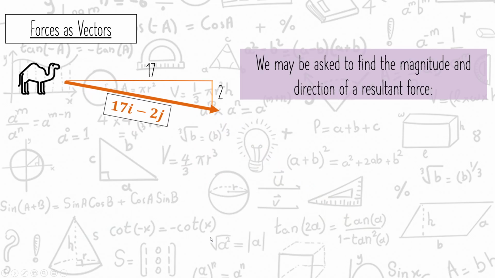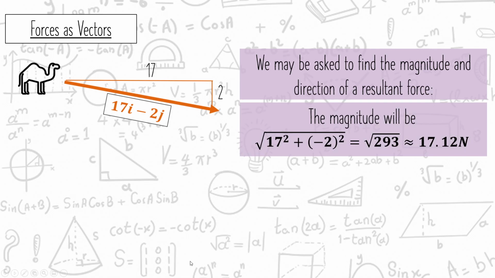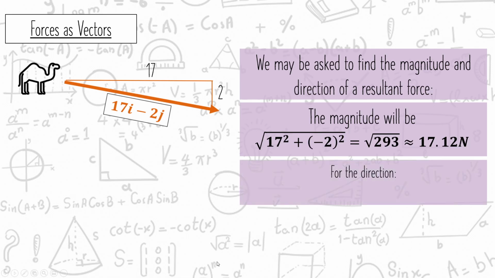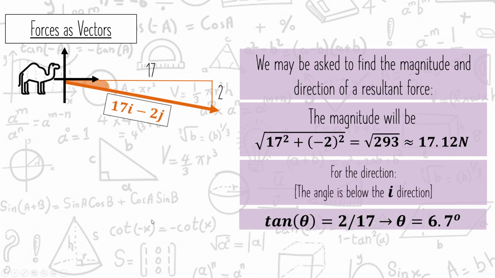Something that we might be asked to do from this is to find the magnitude and the direction of this resultant force. So our magnitude calculation is the same as earlier. It's just going to be Pythagoras. In this instance, we're going to get a value of 17.12. The direction calculation is also going to be similar to earlier, except this time we are underneath the original i line, so our direction should be indicated as a negative angle. Calculating the inverse tan gives us 6.7, so we're going to write the direction as -6.7.